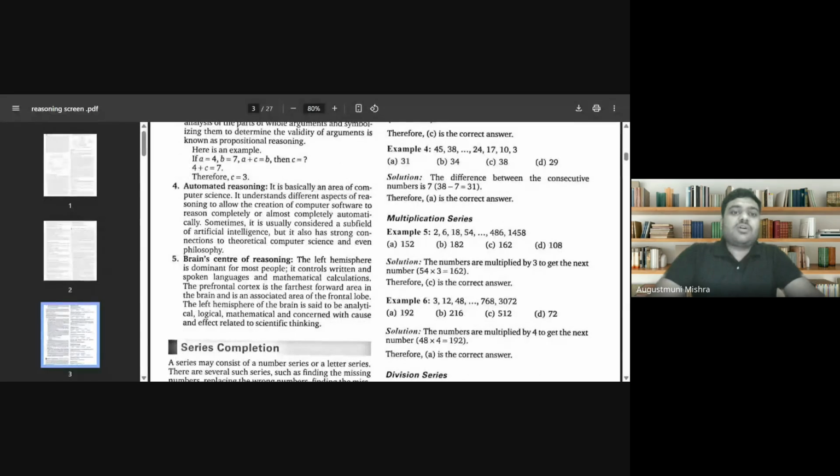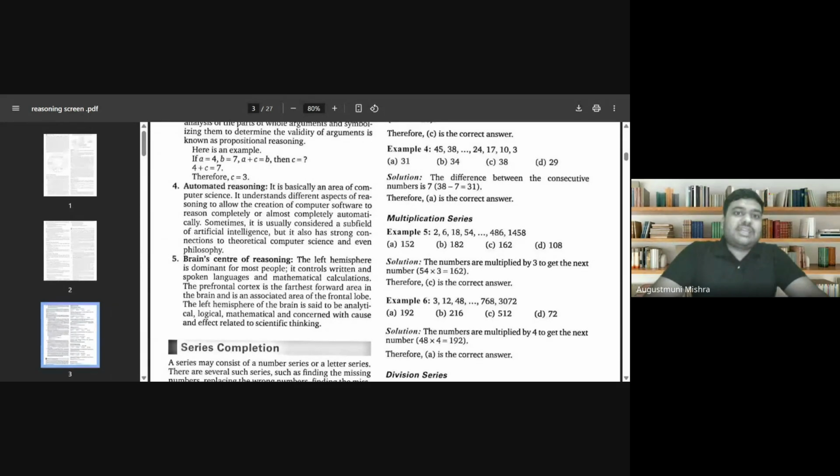Okay, now there is automated reasoning. It is basically an area of computer science. It understands different aspects. There can be a question asked by the NTA: what is the area of reasoning which is related to computer science? That can be a very important question for you. So that is automated reasoning. As we know, by using software and computers, you can give direction to the particular software and it is going to calculate each and everything.